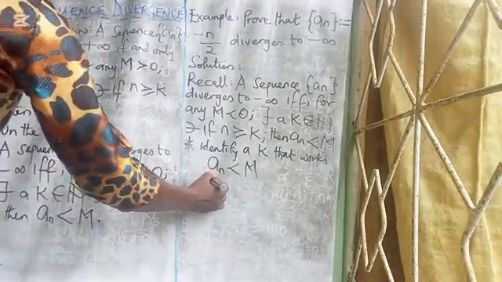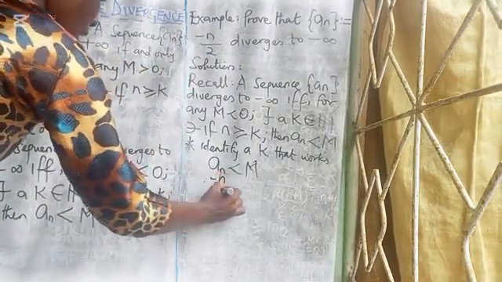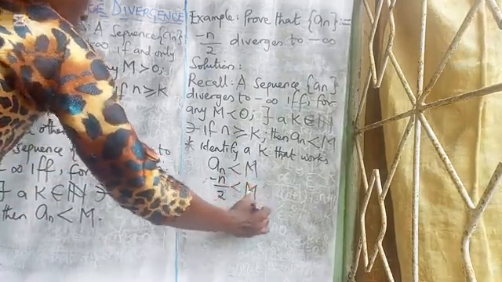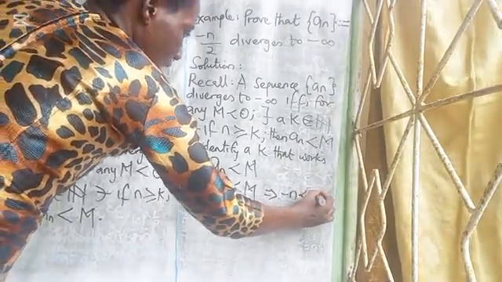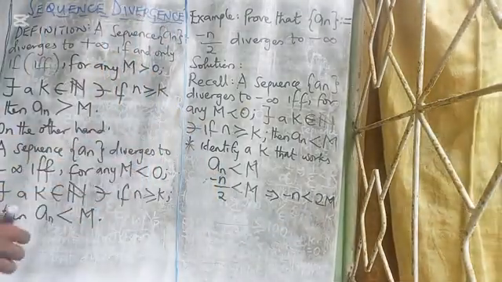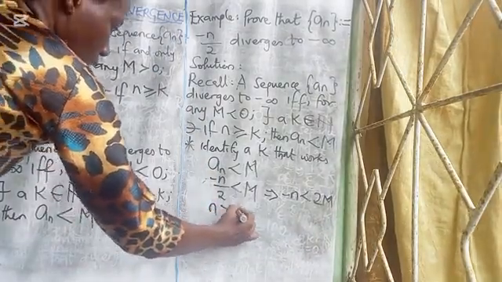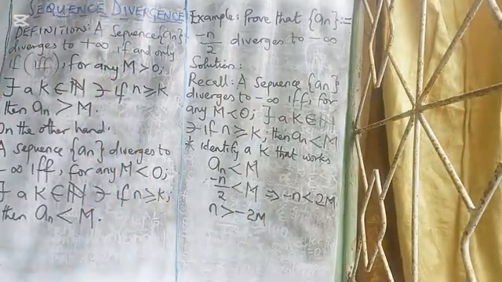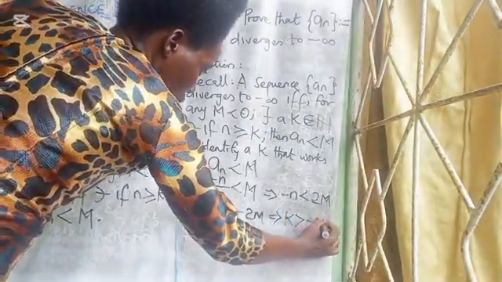And if that is true, that means that what? Our a_n is defined as minus n over 2. Minus n over 2 is less than n. And this implies that what? Our minus n is less than 2n. If minus n is less than 2n, then what? n will be greater than minus 2n. And that implies also that our k is greater than minus 2n.